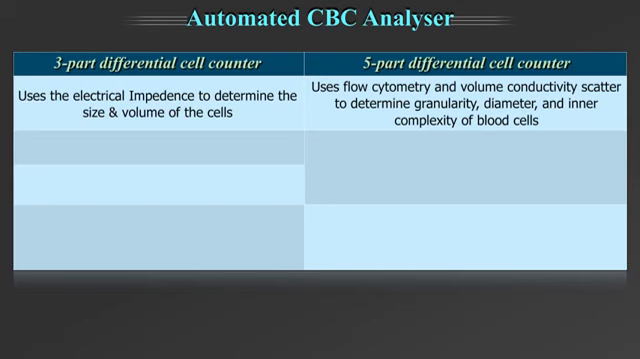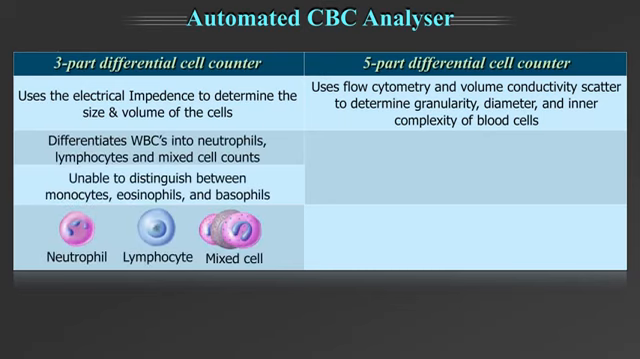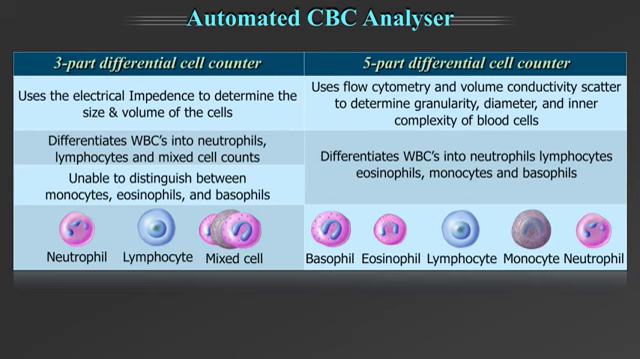A three-part differential cell counter differentiates the white blood cells into neutrophils, lymphocytes, and the mixed cell count. It is unable to distinguish between monocytes, eosinophils, and basophils, whereas the five-part differential cell counter differentiates white blood cells into neutrophils, lymphocytes, eosinophils, monocytes, and basophils.